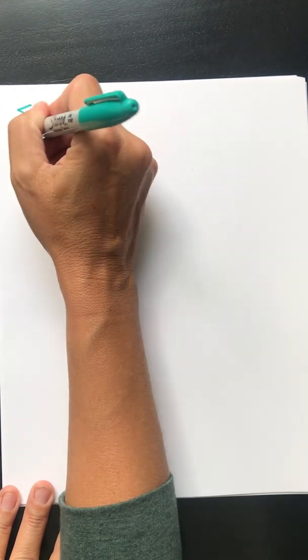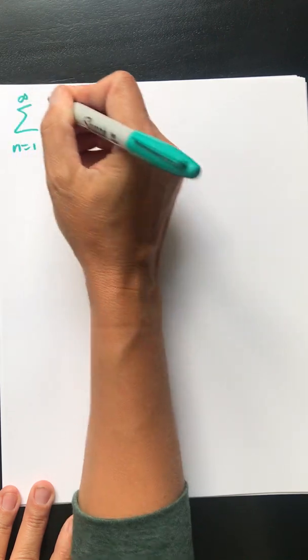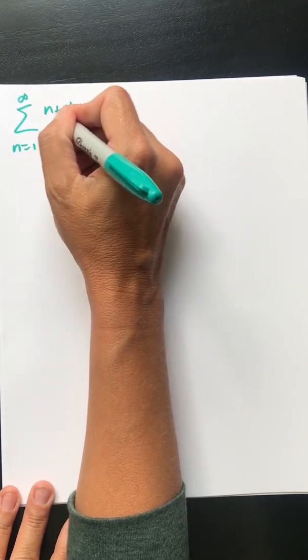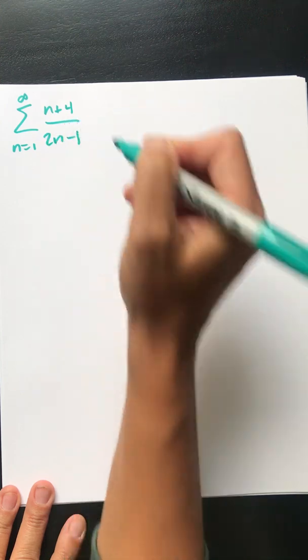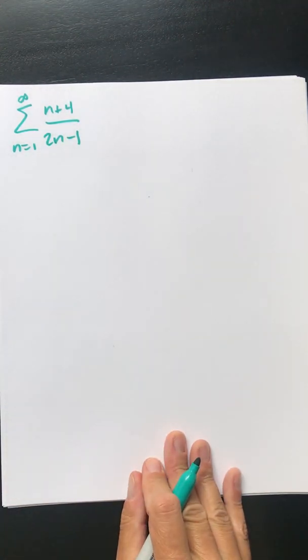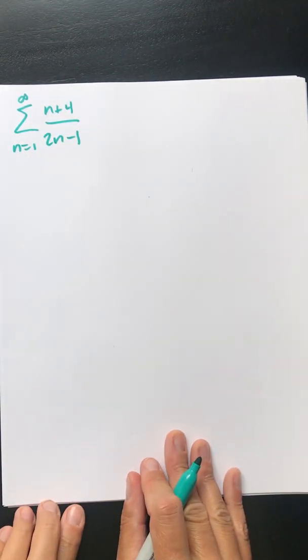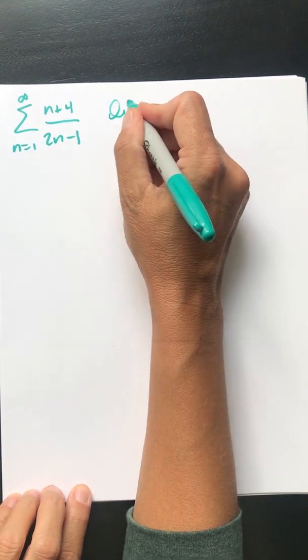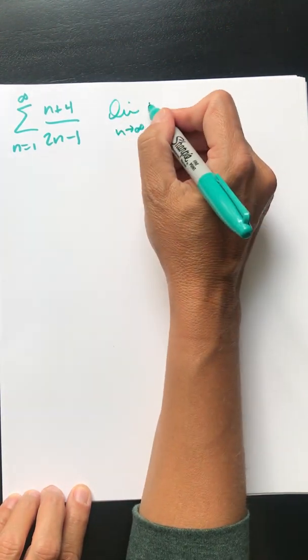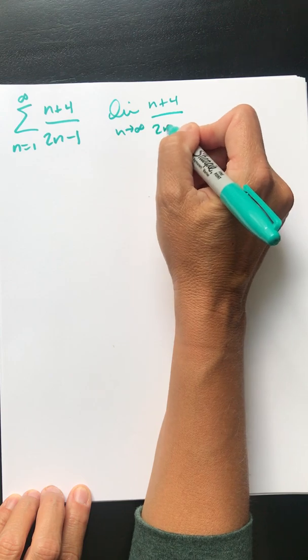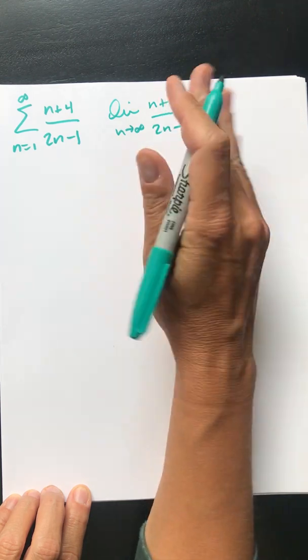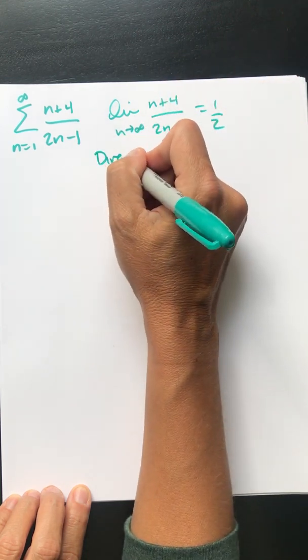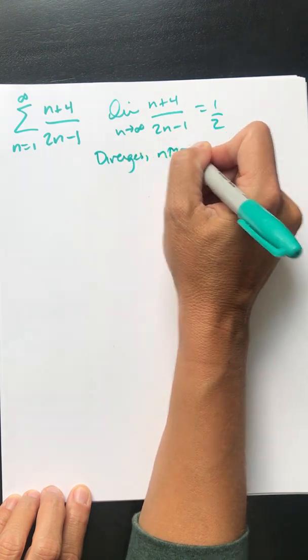So let's take a look at another one. Let's say I have the sum from n equals 1 to infinity of n plus 4 over 2n minus 1. Well, right away, we see that the limit as n approaches infinity of n plus 4 over 2n minus 1 is 1/2, not 0, so it diverges. Nth term test.